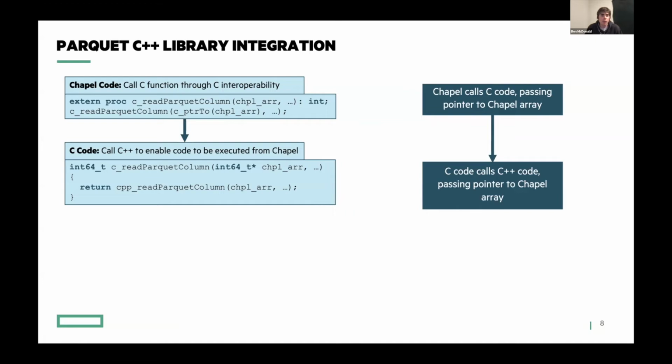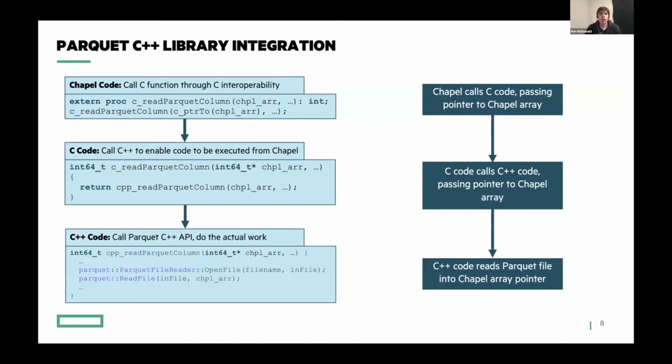And so from that level, once we get down to the C++ code, this is where we have access to the actual Parquet API, and this is where we can do the actual work and read into our Chapel array buffer. And so this code on screen here isn't necessarily real code, but I think it demonstrates what's going on there, where we've essentially just opened our Parquet file, and now we're reading a column from that file directly into our Chapel array. And so that's how we were able to work from Chapel to C++ and get around that C++ interoperability issue that I mentioned.